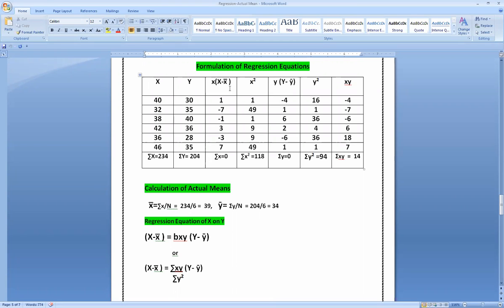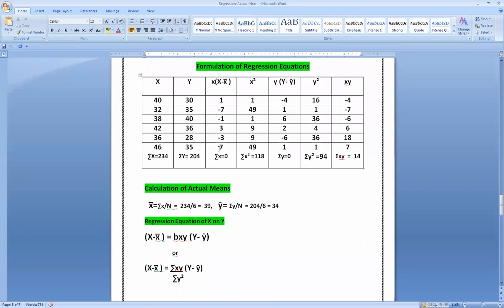Let us go for doing the deviations of x. So 40 minus 39 is nothing but 1. 32 minus 39 is minus 7. 38 minus 39 is minus 1. 42 minus 39 is 3. 36 minus 39 is minus 3. 46 minus 39 is 7.